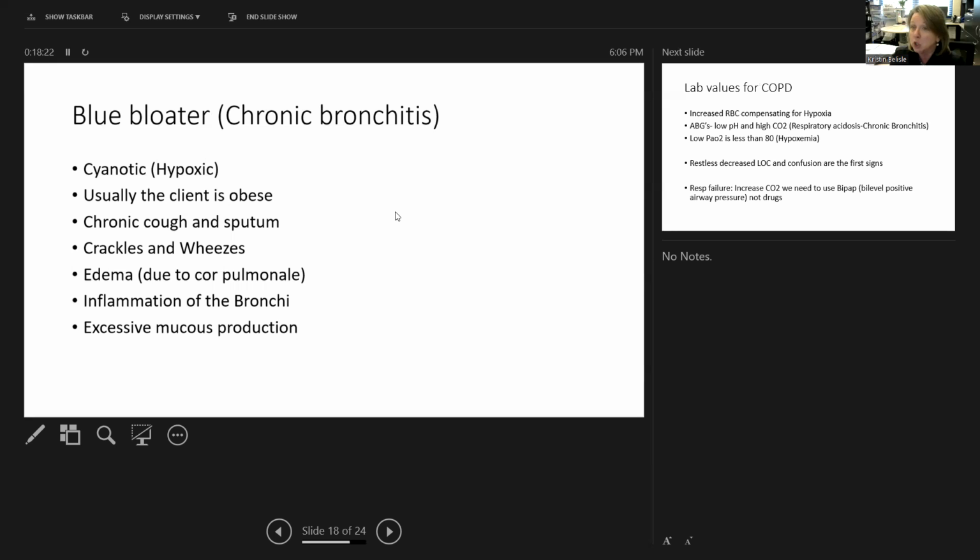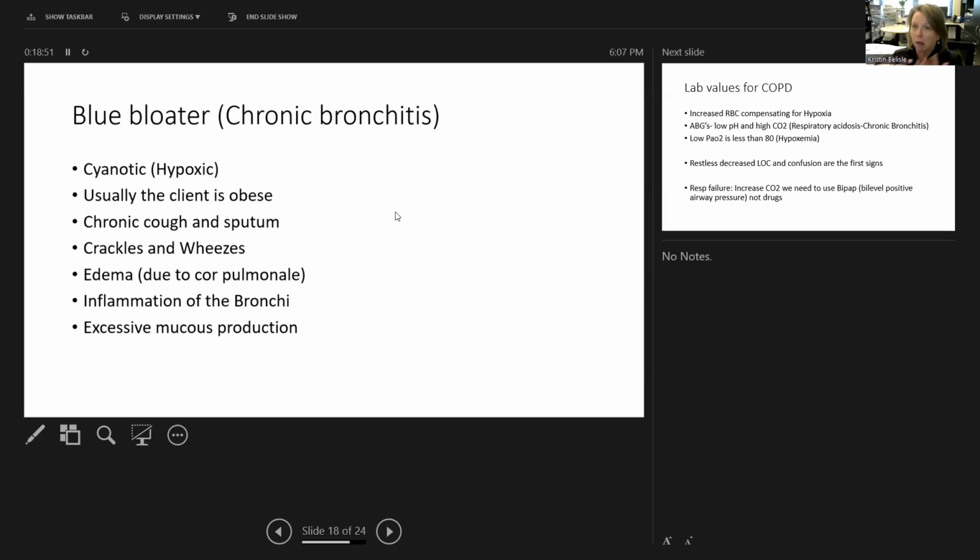And when you need to be concerned is when you have a decrease. They've been doing this, and then all of a sudden you don't hear it. That means everything's solidifying. It means they're going to go into respiratory failure and arrest. Edema due to the cor pulmonale, which is the right-sided heart failure. Inflammation of the bronchi, so we can give stuff to help with inflammation. Usually steroids are given, and things to help with excessive mucus production. We want to give medicines for that, but they'll have excessive mucus production with this.